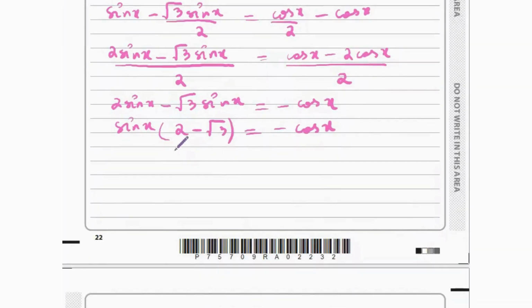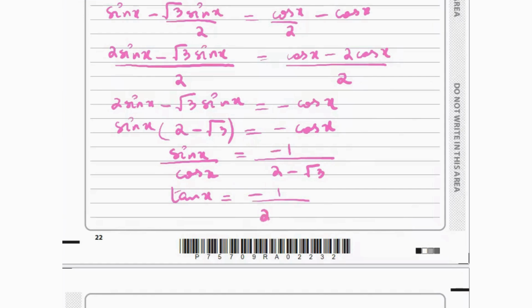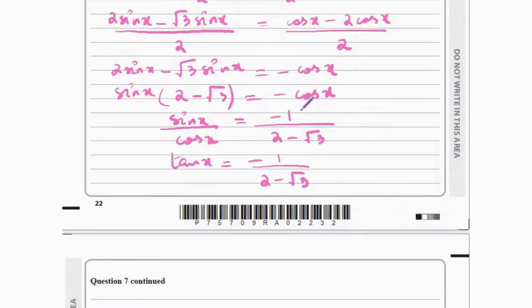Okay, so sine x over cos x is tan x. So let's bring that over here. And that's going to be negative 1 over 2 minus root 3. This is tan x. Now, since they want the rationalized version, tan x equals negative 1 over 2 minus root 3 times 2 plus root 3 over 2 plus root 3.